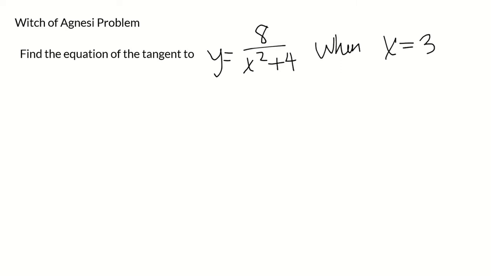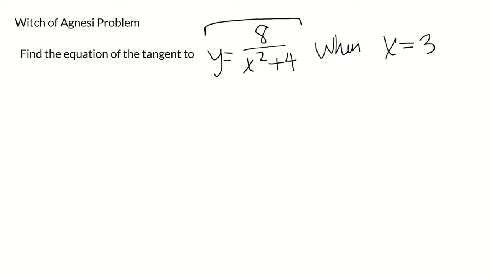Okay, this first problem is the which of Ignacy problem, which involves an equation that looks like this one. So this is just one example of a which of Ignacy problem. So we want to find the equation of the tangent line to y equals 8 over x squared plus 4 when x equals 3. And there are a couple different ways that we can do this.